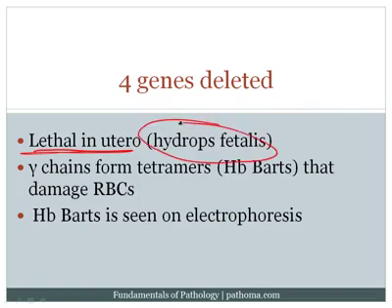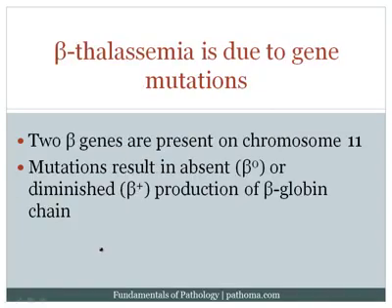Now, what would we see on hemoglobin electrophoresis? We'd see hemoglobin Barts. And what is hemoglobin Barts? It is a tetramer of gamma chains. So it represents a tetramer of gamma chains. All right, so that's alpha thalassemia. And now we go to beta thalassemia.